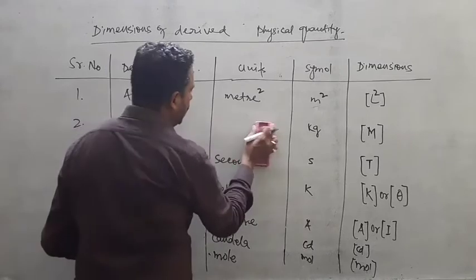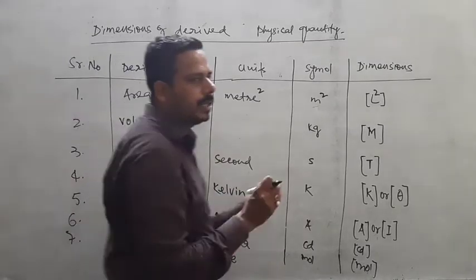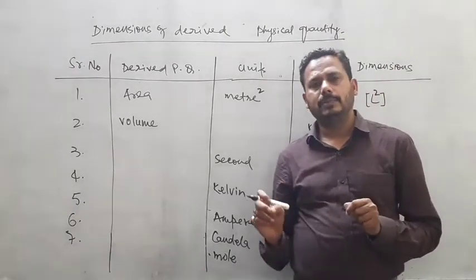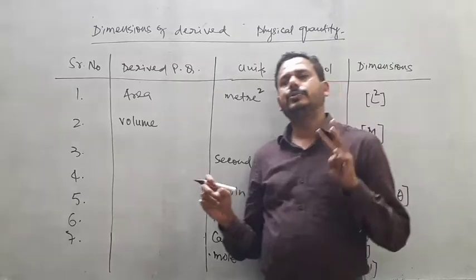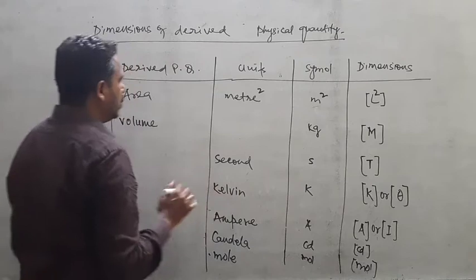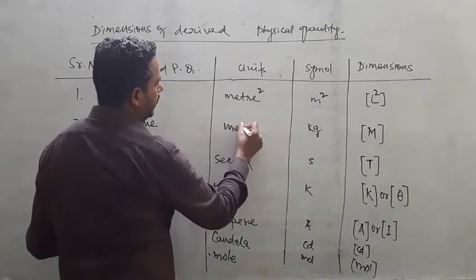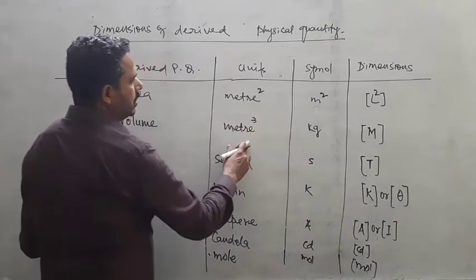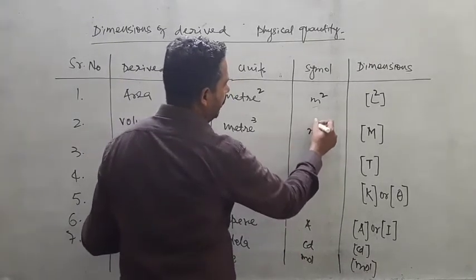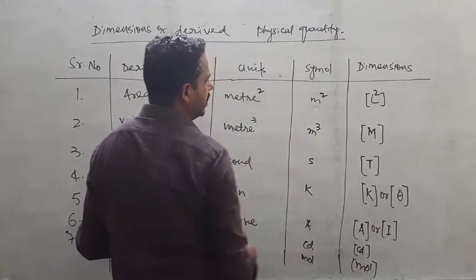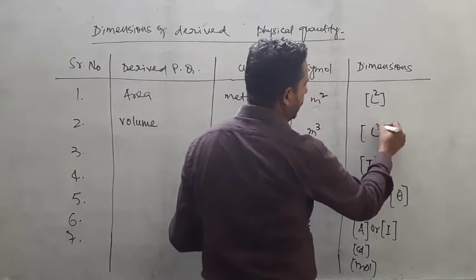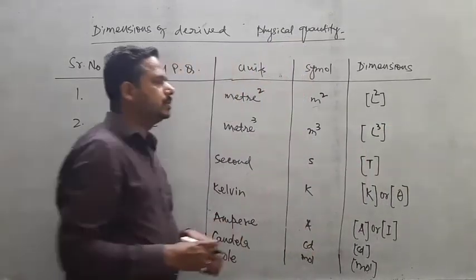Now, volume has three lengths: length, breadth, and height or depth. So it has three lengths. That's why its unit is cubic meter, which is written as m to the power 3. Now its dimension is L cubed, written as L^3.